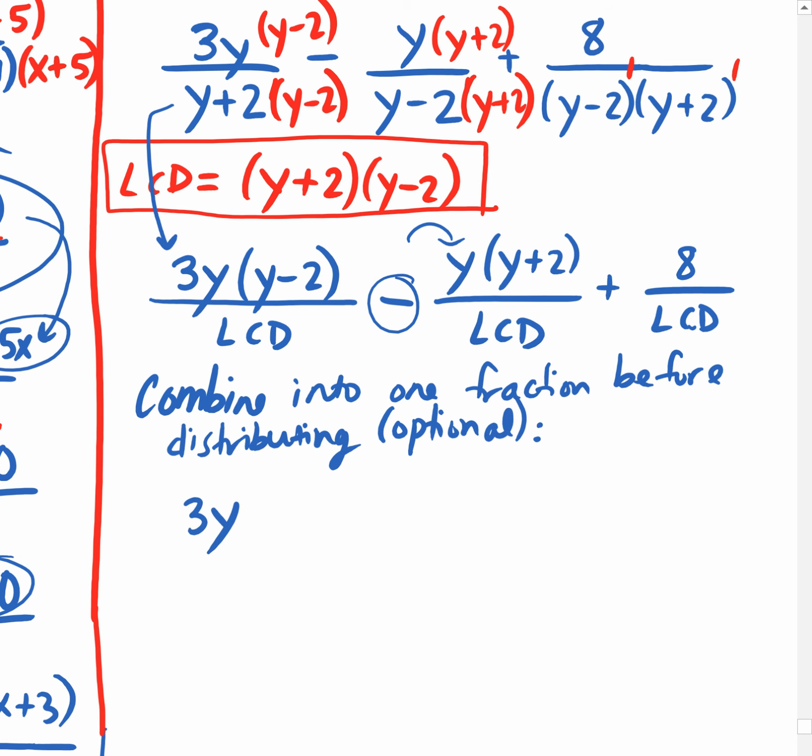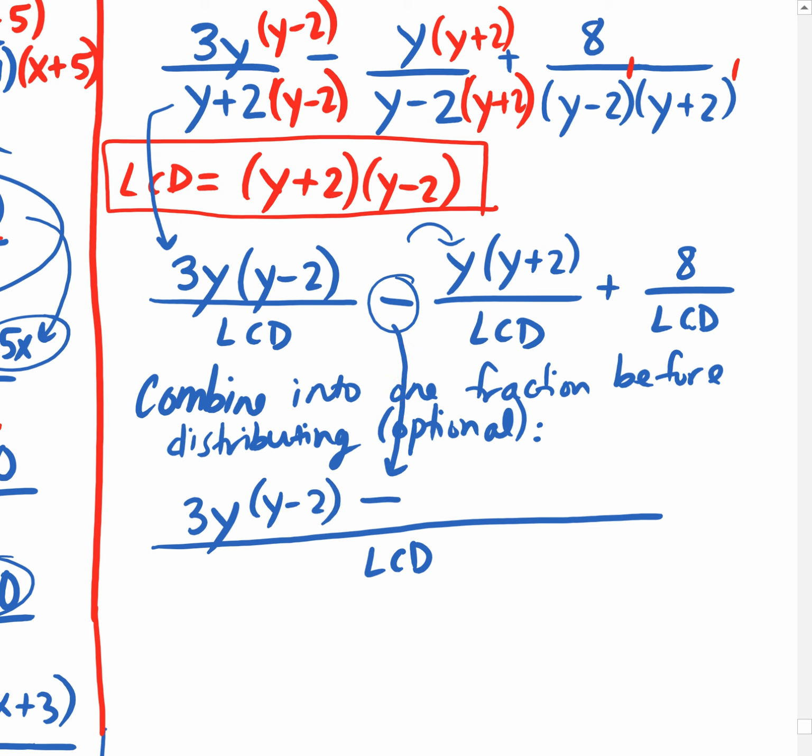So what I mean by that is just, I'm going to write all the numerators over the same LCD exactly as they are. So the first numerator was 3y times y minus 2. And notice there's a subtraction sign, so there'll be a subtraction sign. The next numerator is y times y plus 2. And then there's a plus sign because we're adding the last rational expression. And the last guy's numerator is just an 8, so there it is.